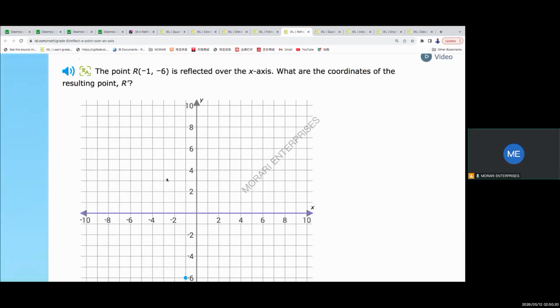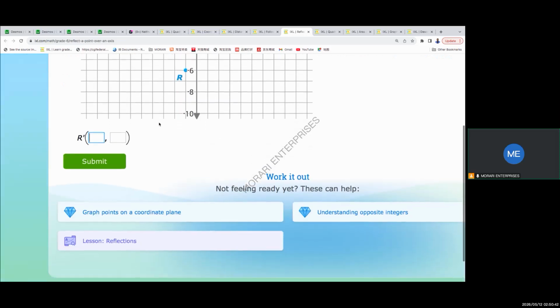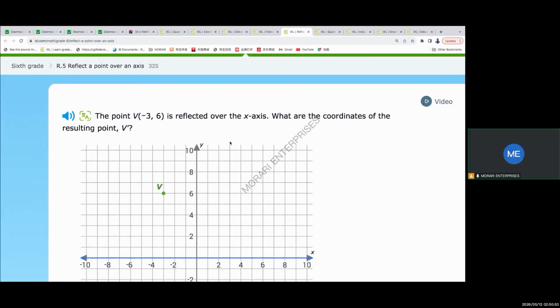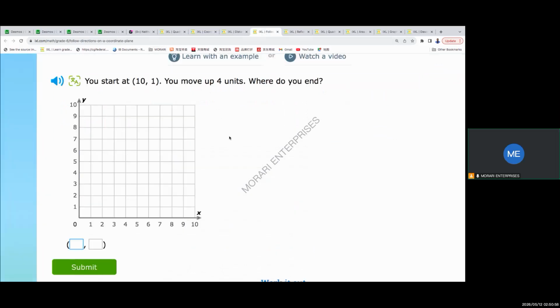Okay, so let's see. The point -1, -6 is reflected over the x-axis. So -1, -6 is this point. The x-axis will go here. This is 6 units down, so it will be 6 units up. So that is -1, +6. So we put here -1 and +6. Okay, I hope you see how we get it. Any vertical axis reflected. Okay, so we take some more questions.